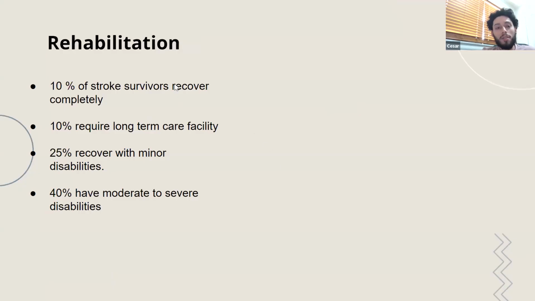So post-stroke, all patients after stroke get rehabilitation of some sort. 10% of stroke survivors recover completely. 10% require a long-term care facility. 25% recover with minor disabilities. And 40% have moderate to severe disabilities. And this is what's concerning right here, because that's almost half the patients have some sort of disability post-stroke.